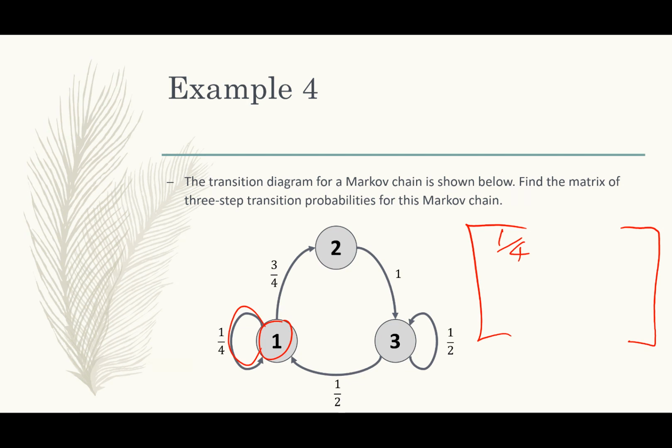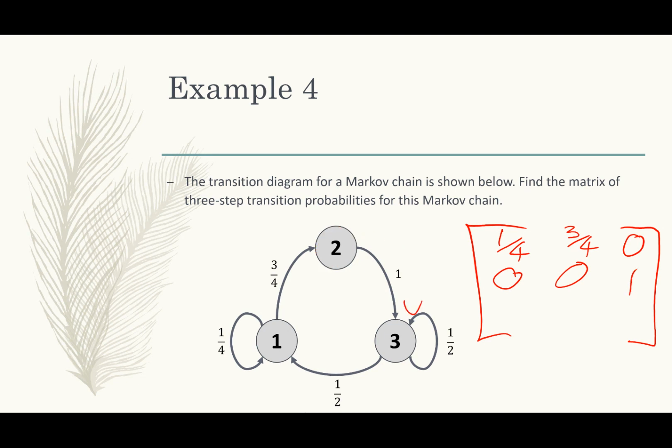Then we have the 1-2 spot, which is starting in state 1 and going to state 2, which is 3/4. All right, then we have the 1-3. So starting in 1 and going to 3. Now, if I start at 1, there is no arrow that goes to 3. So that must be a 0 there. All right, then this would be the 2-1 spot. Notice there is no arrow going from 2 to 1, so that's a 0. The 2-2 spot, notice there is no loop back upon itself on 2, so that's also 0. And then the last one in this row is the 2-3 spot. So going from 2 to 3 is 1.